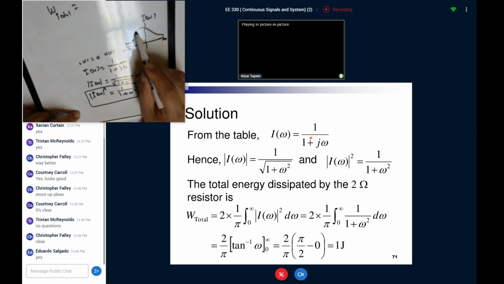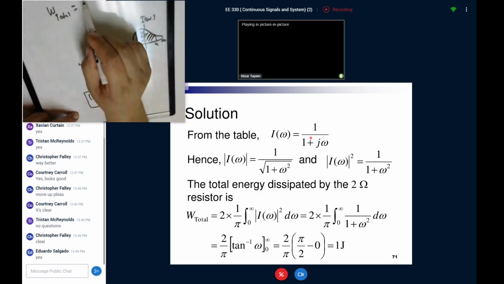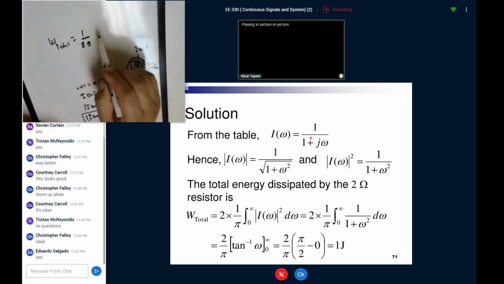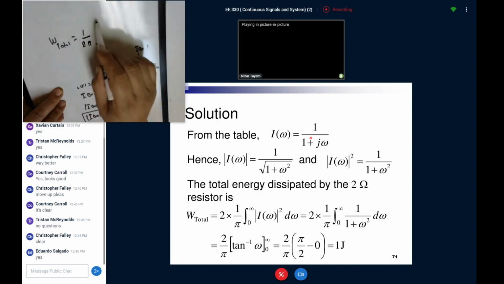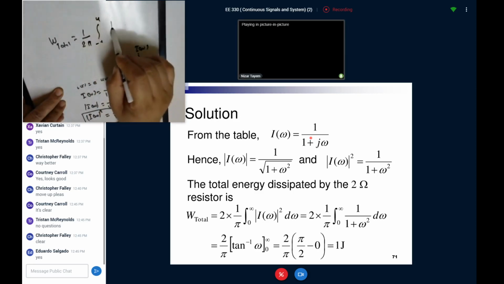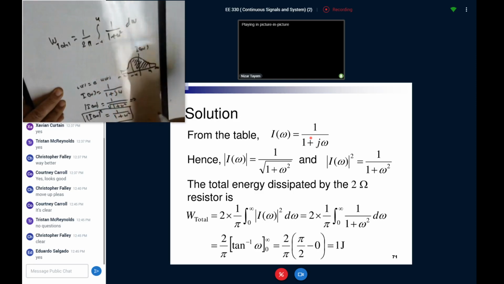But in this question, we are asked to find the energy within this band, from minus 4 up to 4. So we need to find the energy in this region. So W total is equal to 1 over 2 pi, integral from minus 4 to 4 of 1 over 1 plus omega square d omega.